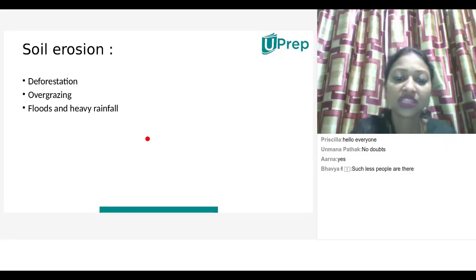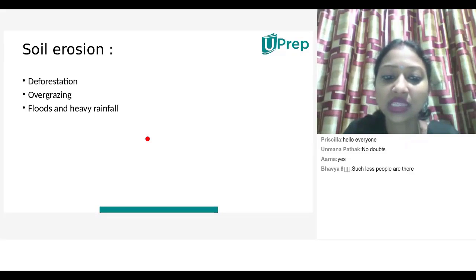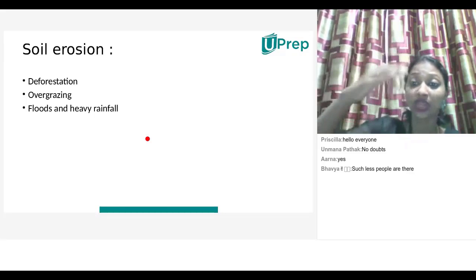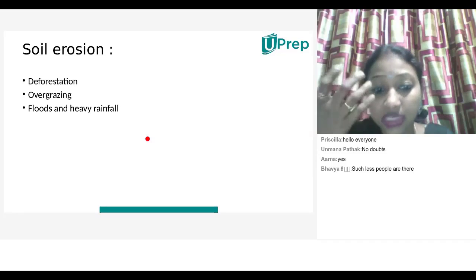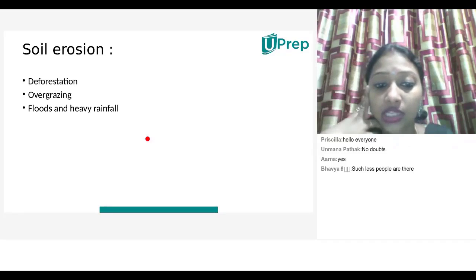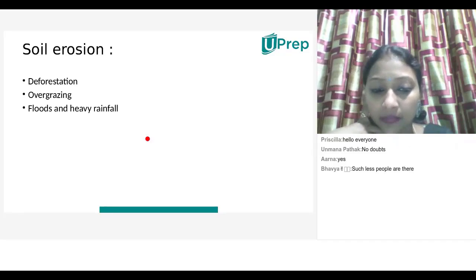Next, terrace farming means adopting methods in hilly areas. Have you seen terrace farming in Ooty, Kodaikanal? Terrace farming means they cut the land in the form of steps, so it is also called step farming. Very good. Terrace farming on sloping ground will help in less soil erosion and also conserve more space.